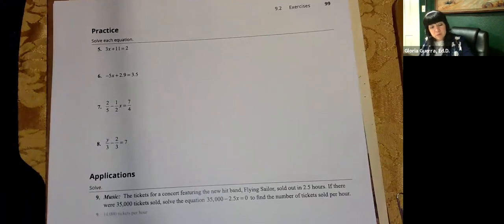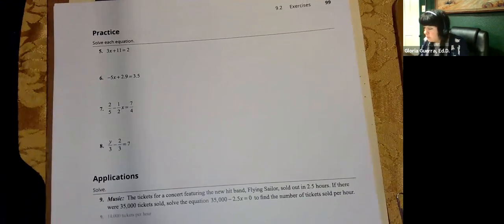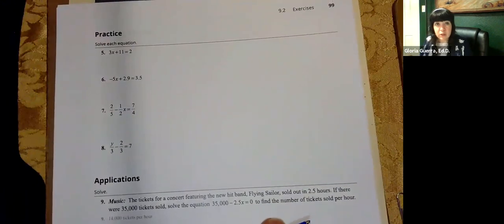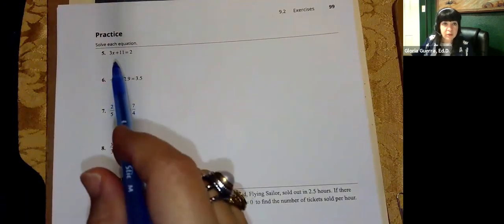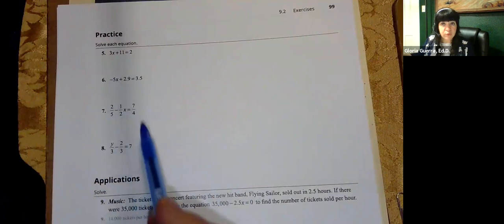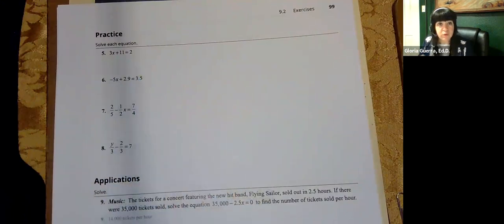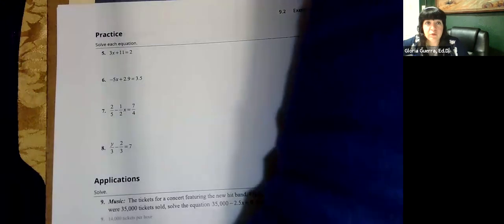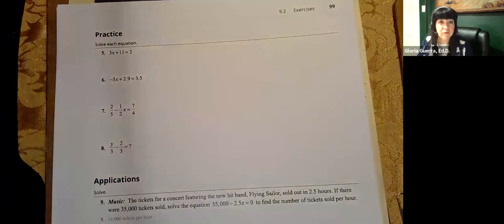Let me start with these examples here on page 99. Your workbook has some practice problems from your ebook. I'm going to go over these 5, 6, 7, 8. With number 5, it says, solve each equation.